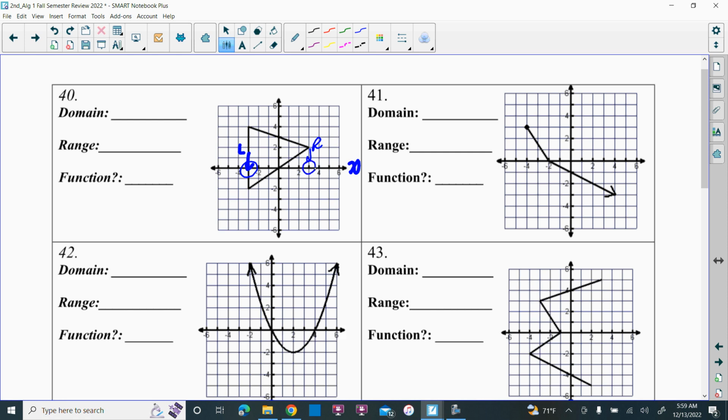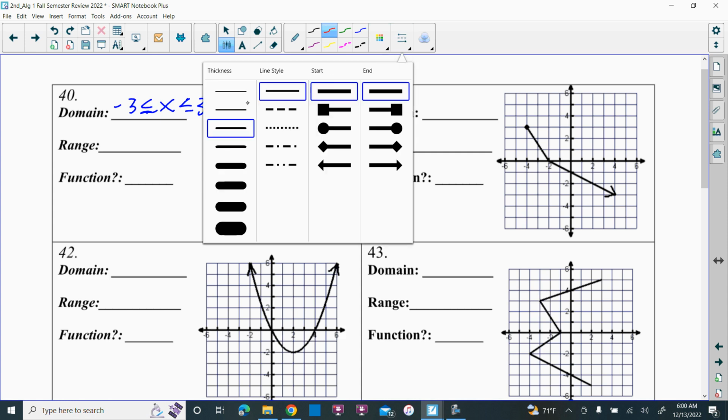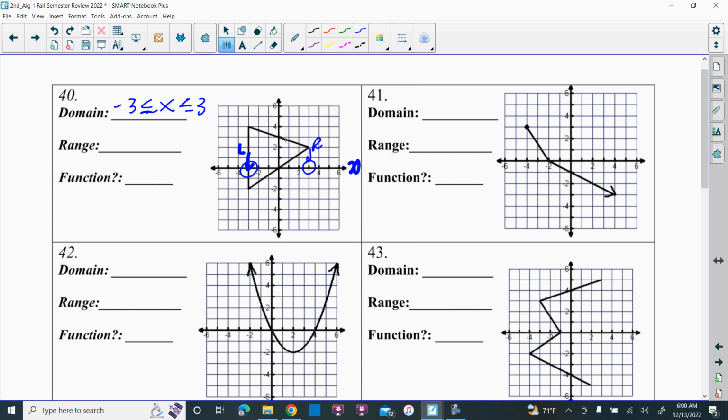So to write this as an inequality, this would be -3 is less than or equal to, because it's a solid line. Remember, if it's closed, it's equal to: less than or equal to x, which is less than or equal to +3. Now we do the same thing for range, but we're looking bottom to top. The bottom of the graph happens right here, but now I look on the y-axis. That's at a -2. The top of the graph happens here, but I look on the y-axis, that's at 4. So it's -2 is less than or equal to y, which is less than or equal to +4.